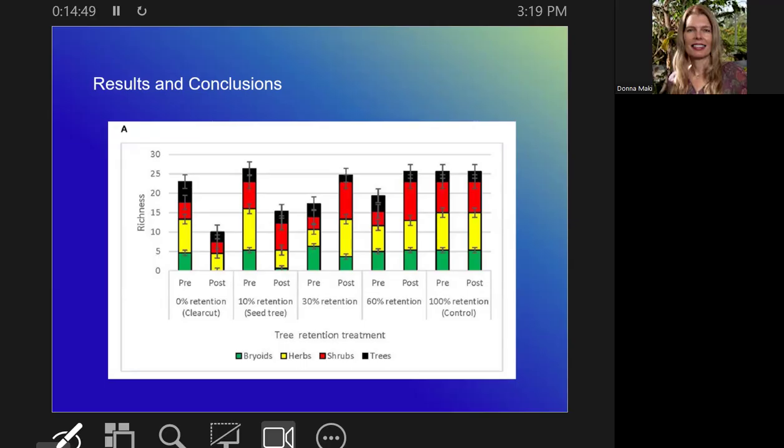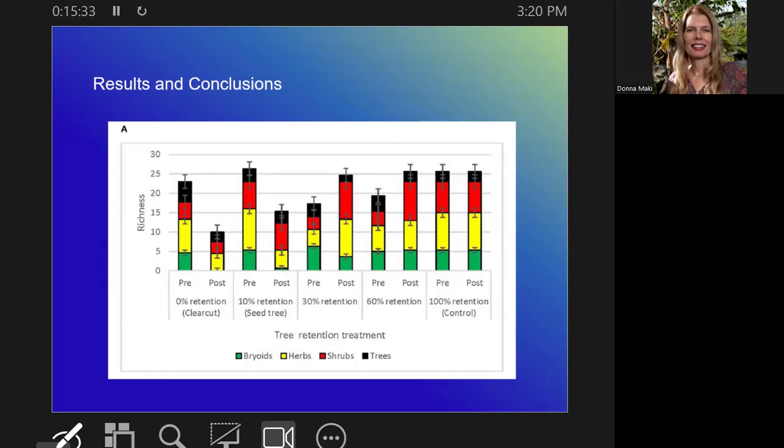And so the clear cut, you can see the pre-clear cut, there's some pretty good richness. So you're looking at just the number of different plants here. And then of course, post, you can see a drastic decline in the clear cut. And then if you compare pre-post on all the others, you don't see that drastic of a hit compared to clear cut. And so even a 10% retention got you some better results. And 30% and 60%, you can see especially the 60% is kind of close to the control. What you see there, that's pretty good.